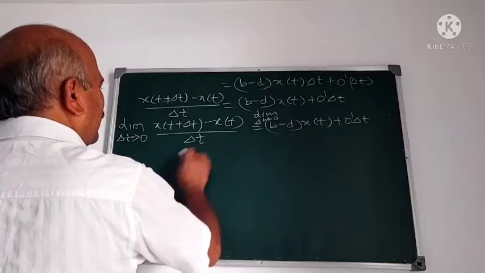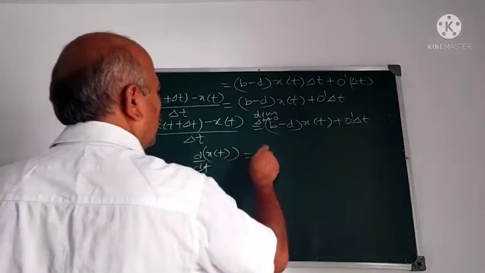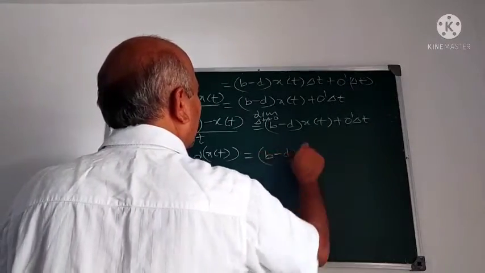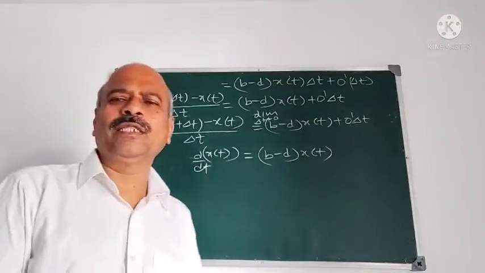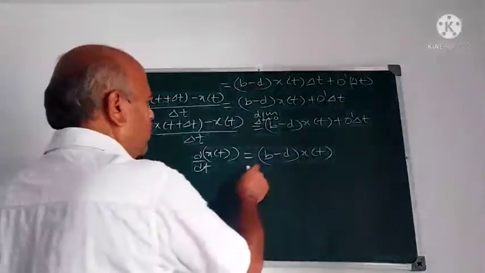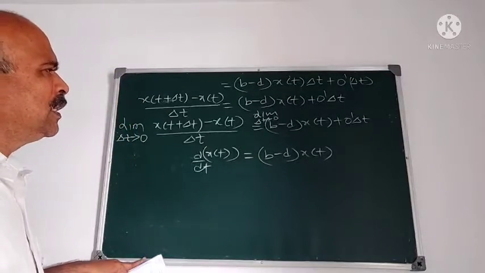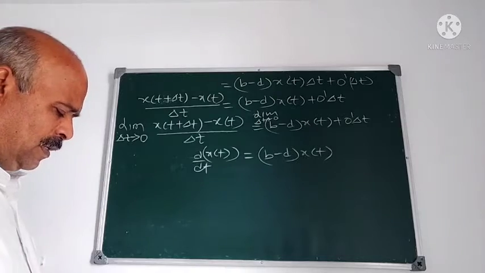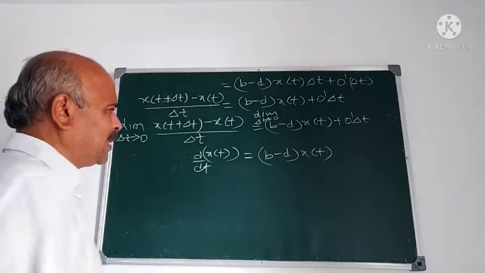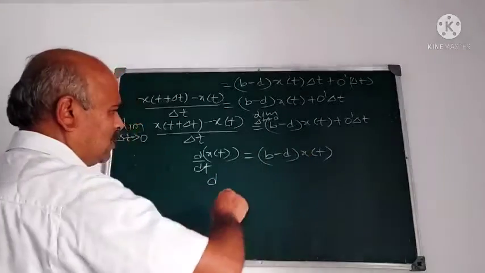dx/dt of x(t) is equal to (b minus d) x(t), because o(delta t) tends to 0 as delta t tends to 0. Therefore now we have to find out x(t) from this, correct? How do you find x(t) from this? For that, it is a first order differential equation.